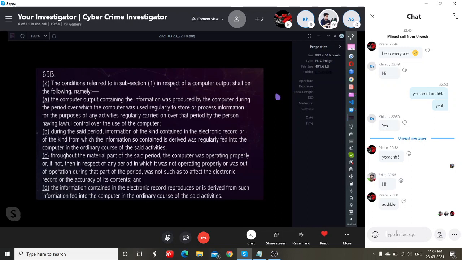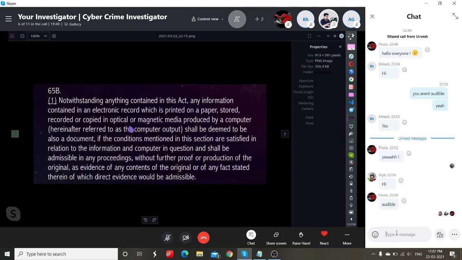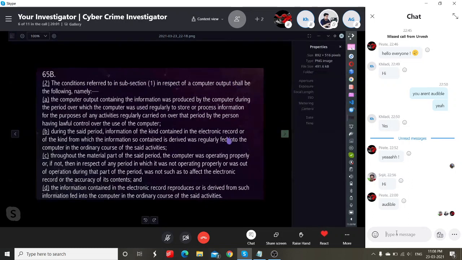Now, the conditions referred to in subsection 1 in respect to a computer output. Subclause 1 deals with the electronic record which is printed or stored. But in a computer, the information that we are getting from this computer, what section 65B subclause 2 deals with, is nothing but the list of conditions in regards to the computer and to the information that is to be produced as an evidence.